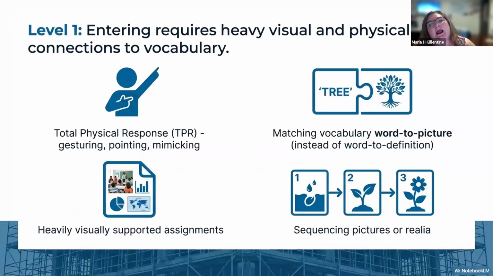So some of the things that we can look at in level 1. Students at the entering level rely heavily on visual, physical, and contextual supports. Many students understand more than they can express, but because of this, instruction should emphasize concrete experiences, demonstrations, and visual connections. So effective supports include TPR, total physical response, modeling and gestures, vocabulary to picture matching, real objects and manipulatives, sequencing activities using images.